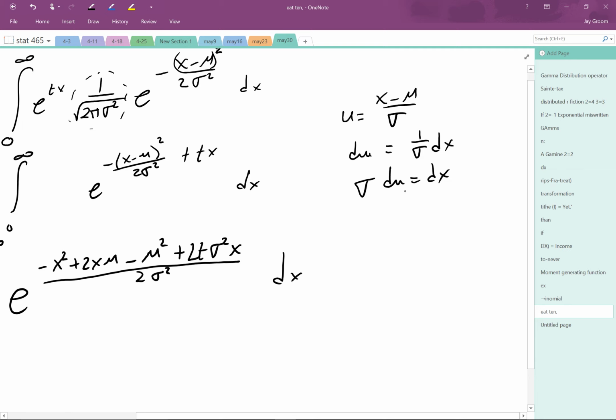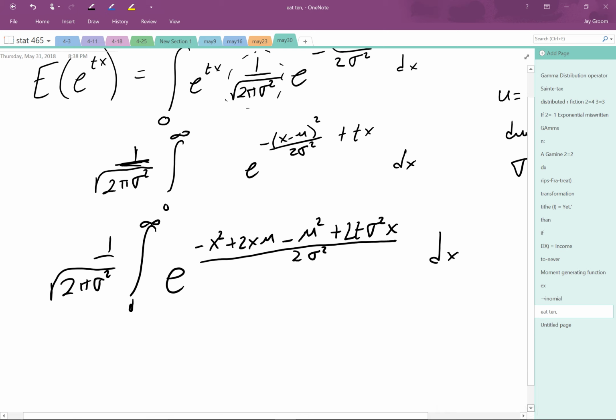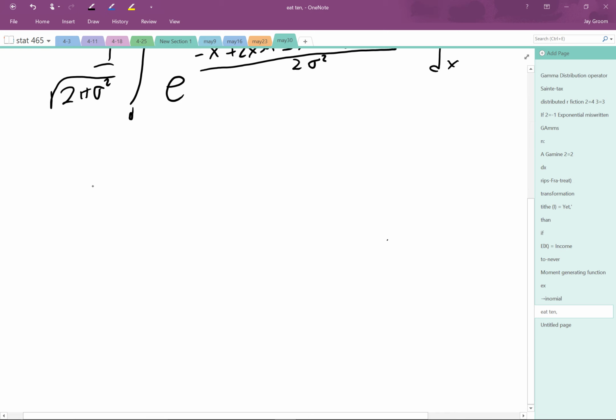Now what that does then is it changes the complexion of this thing up here. So let's come over and take a peek at that. A couple things pop up in my mind. First of all, this bit out front is still the same.